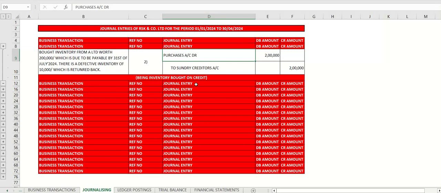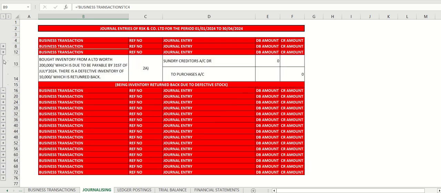Now, we are left with the second piece of the second business transaction, which is that there is a defective inventory of 10,000 which is returned back, which means there are purchase returns. We will see what the journal entries are, what ledger accounts are supposed to be created for these purchase returns, and how those amounts should get reflected in the trial balance and eventually in the financial statements.